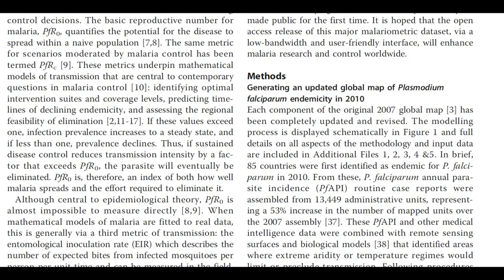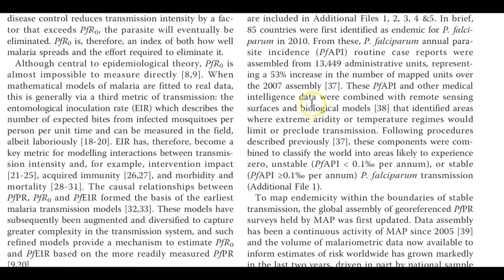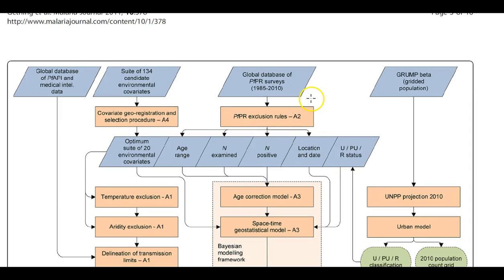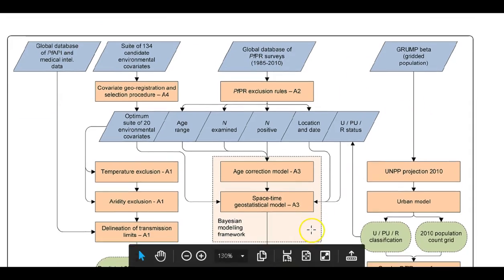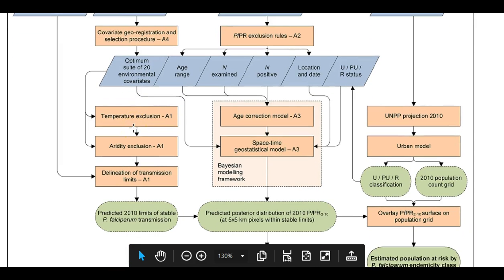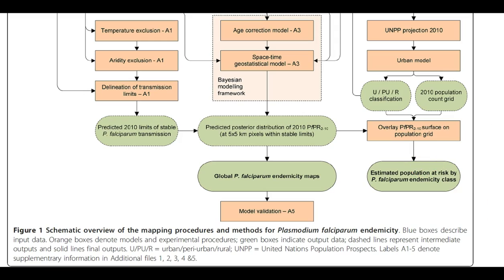Then they get into the background, how they generated a global map of where this is endemic, the endemicity rate, current rate at which it's spread. And here they look at all of the particulars, and this is called a figure, and it shows you how they conducted their study. And let me go further.